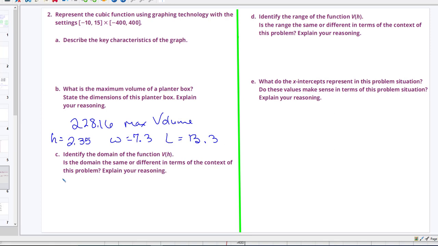And remember, when we were talking about domain, and this is done with a function, we're covering all reals from negative infinity to positive infinity for domain.